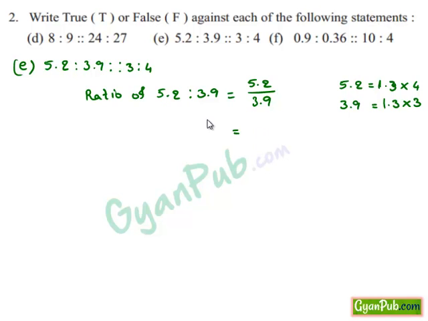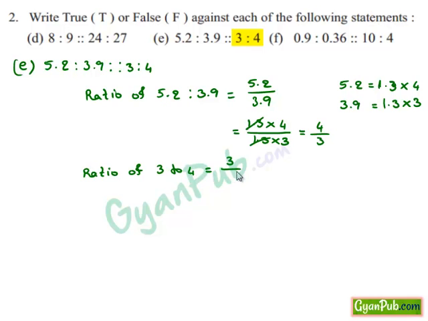So by rewriting the given fraction, we get 1.3 multiplied by 4 upon 1.3 multiplied by 3. Here 1.3 in the numerator and 1.3 in the denominator gets cancelled, which gives the ratio of 5.2 to 3.9 as 4 upon 3. Similarly, the ratio of 3 to 4 is equal to 3 upon 4. Here we can observe that 3 and 4 do not have any common factors. So the ratio is 3 upon 4 itself.